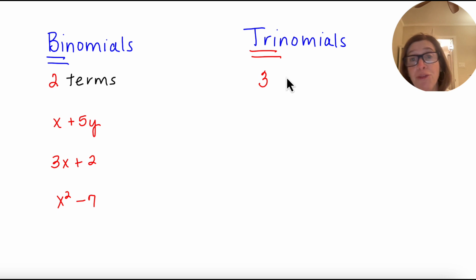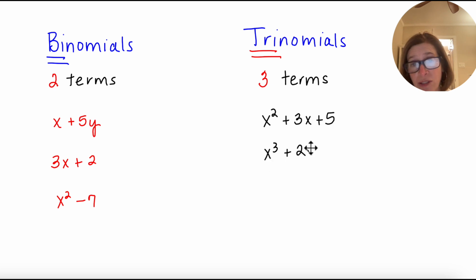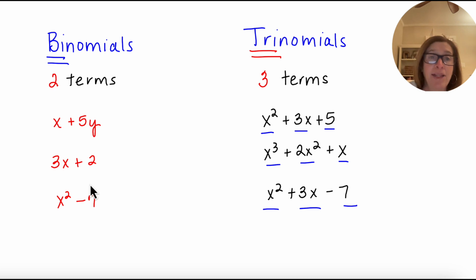A trinomial is going to have 3 terms. Okay? So, x squared plus 3x plus 5. x cubed plus 2x squared plus x. x squared plus 3x minus 7. So you can see there are 3 distinct terms. So we call them trinomials. Again, 2 distinct terms, we call them binomials.